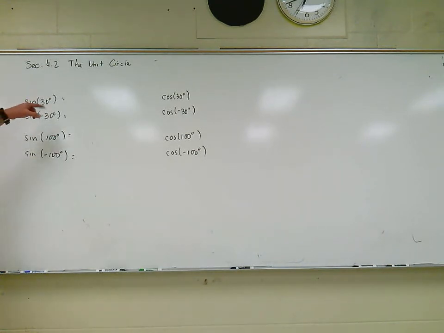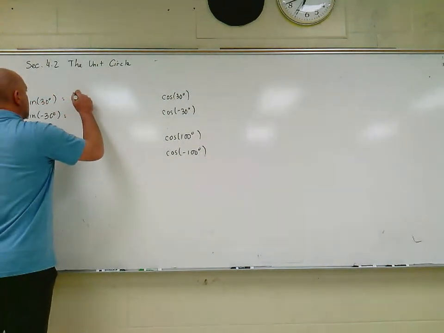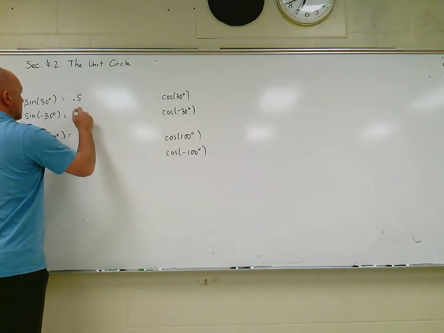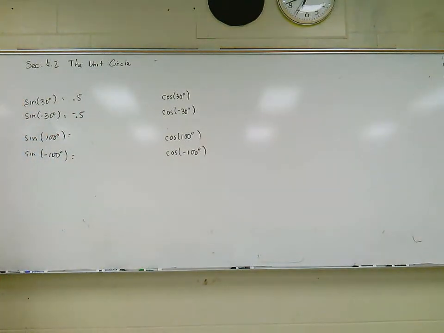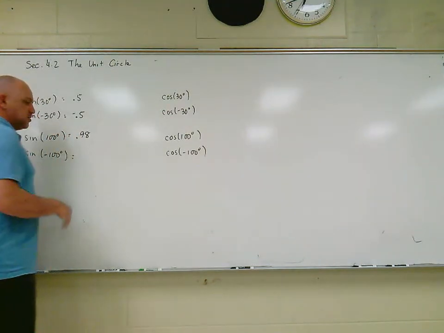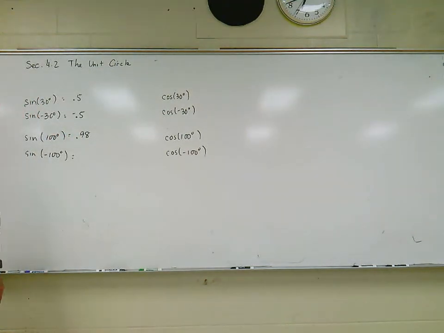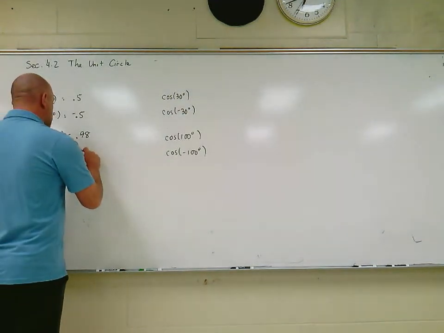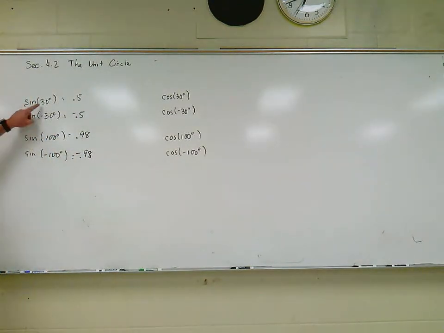All right, who has cosine or sine 30? What'd you get? 0.5. Sine of negative 30? Negative 0.5. Correct. Sine 100? Just 2 or 3 decimals is fine. 0.98. All right, that's good enough. What'd you get for sine of negative 100? Negative 0.98. So what are you seeing that happens if you do an angle and the negative of that angle? What happens?